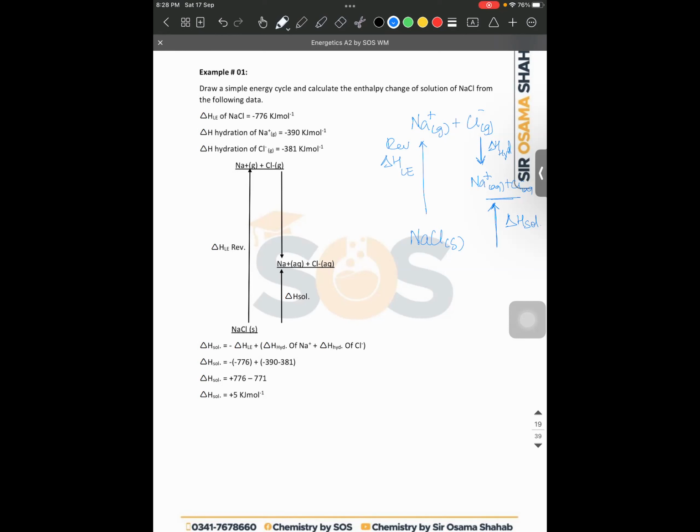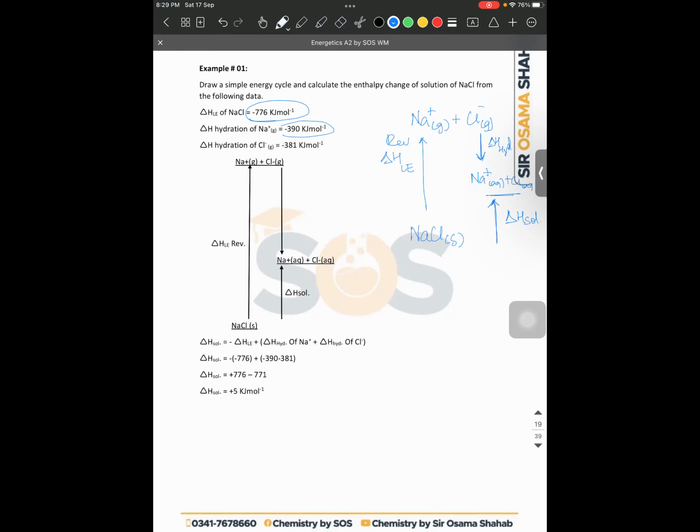So all the things in the questions are actually given to you. They gave us the lattice enthalpy of NaCl. When this is formed, this much energy will be released. They give us the hydration of sodium ions. When sodium ions hydrate, this is what happens, they release this energy. And if chloride ions hydrate, they will show this energy change. So this is nothing. We just need to put them in the formula and get the answer.